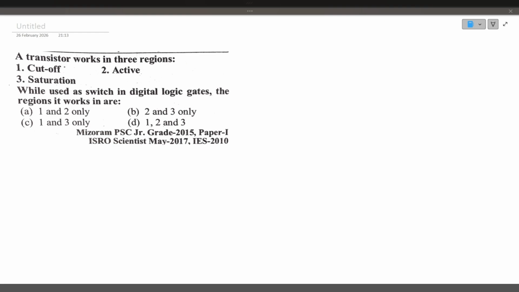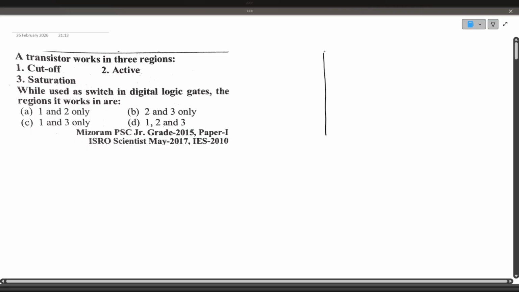Let's see the first question. A transistor works in three regions: cutoff, active, and saturation region. Which region is used in the digital logic gates? So here, if you see the transistor output characteristics, we have three regions.